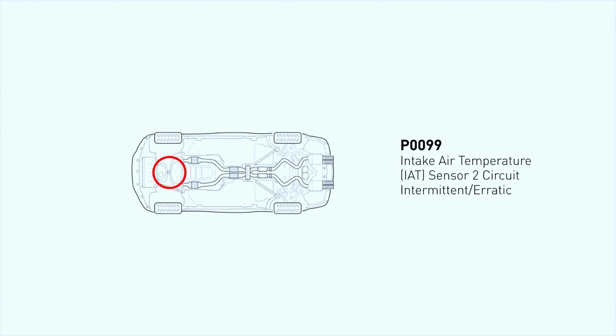The P0099 code refers to intake air temperature sensor 2 circuit intermittent erratic. This sensor monitors the temperature of air entering your engine. An issue here can lead to poor fuel efficiency and performance. Now, let's figure out why this might happen.